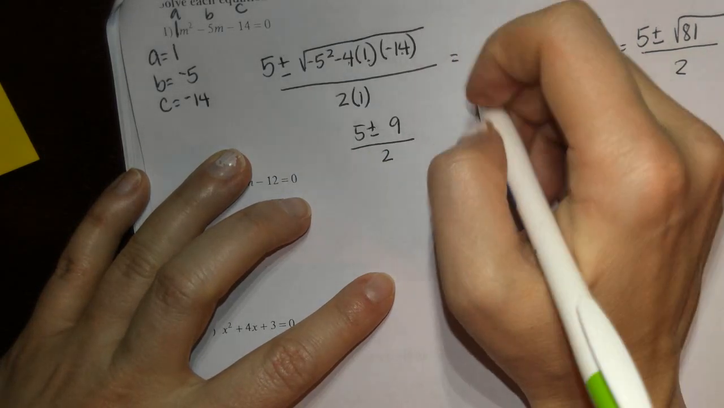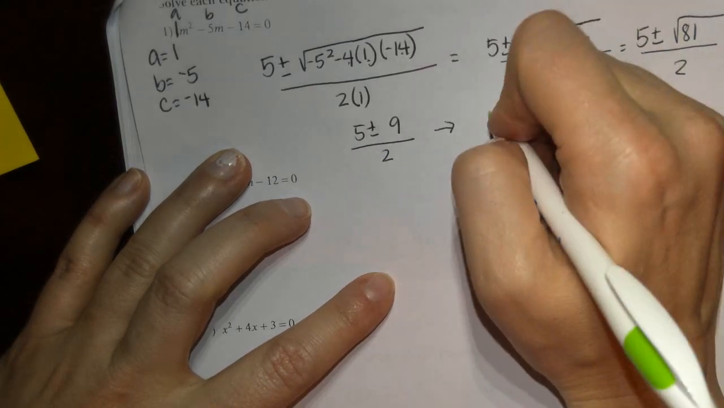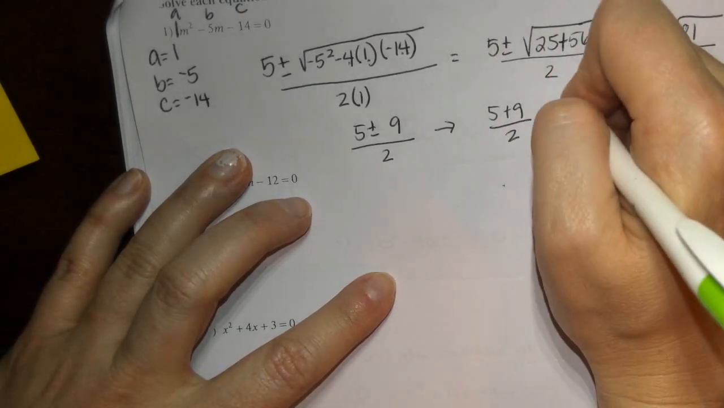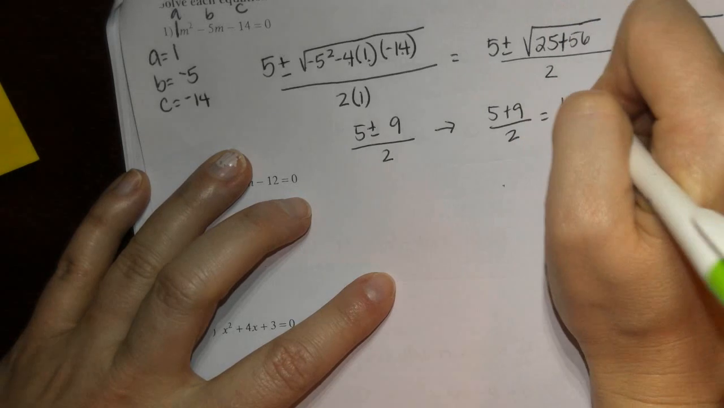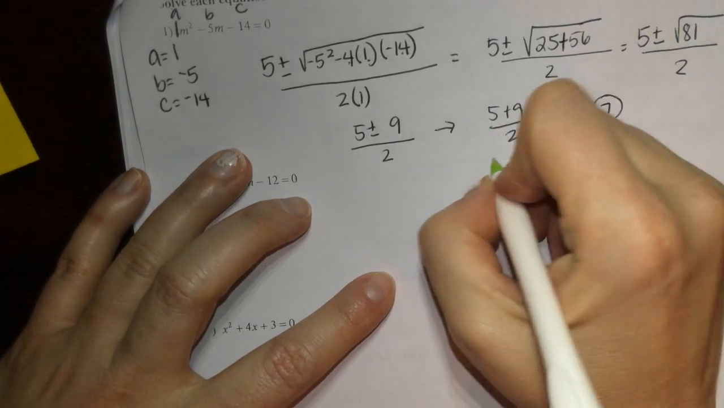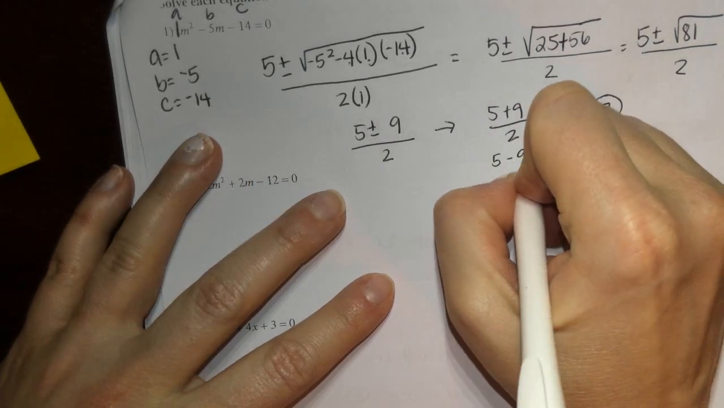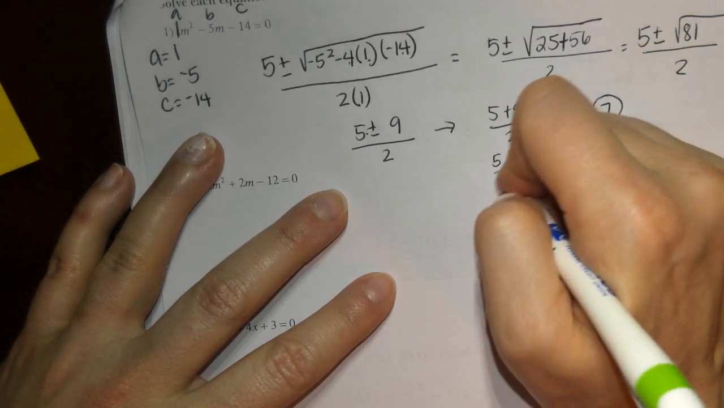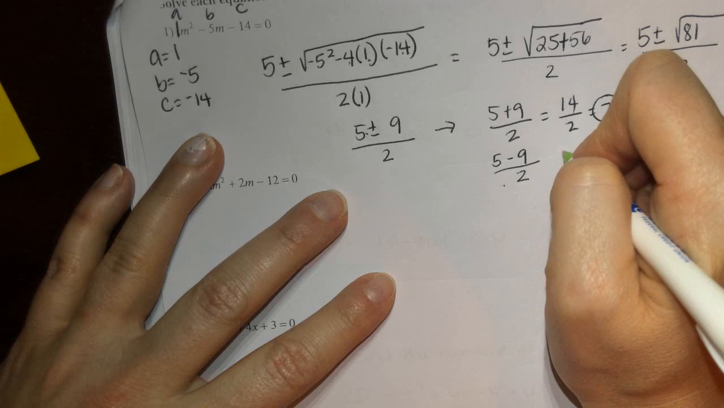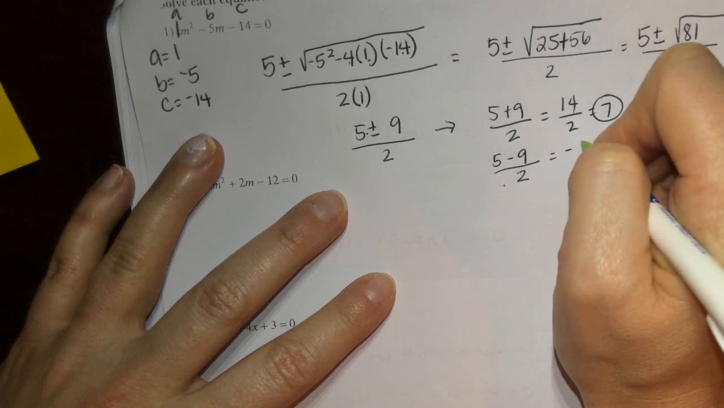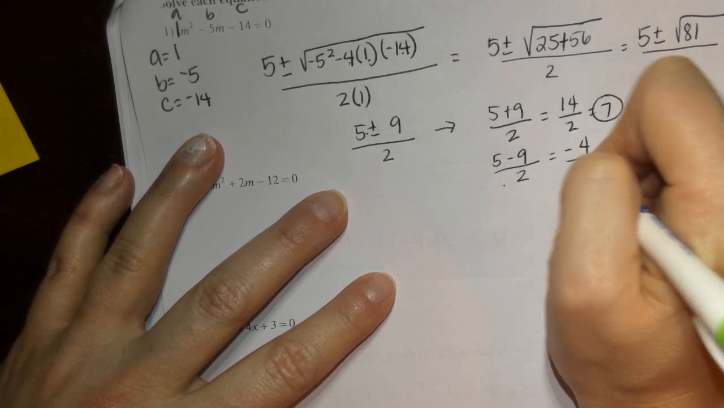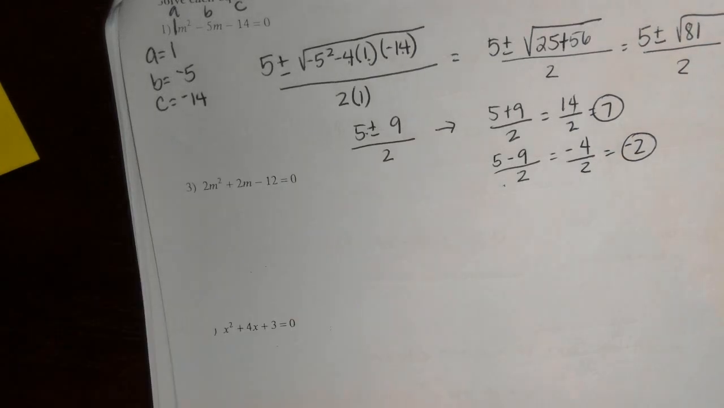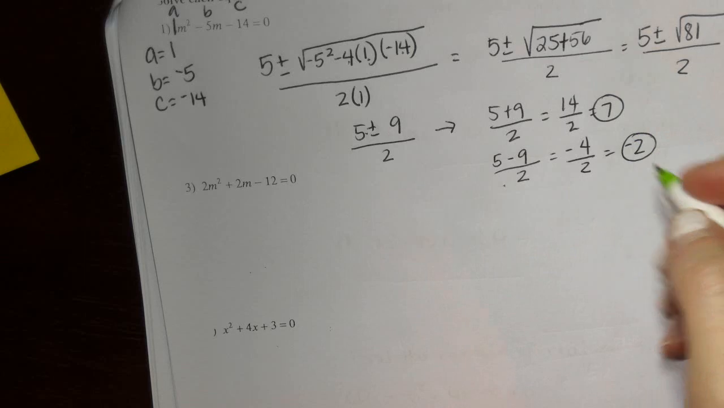So now let's break that down. 5 plus 9 divided by 2 equals 14 divided by 2 is 7. And then 5 minus 9, because it's plus or minus, over 2, that's going to be negative 4 over 2, which is a negative 2. So your answers are 7 and negative 2.